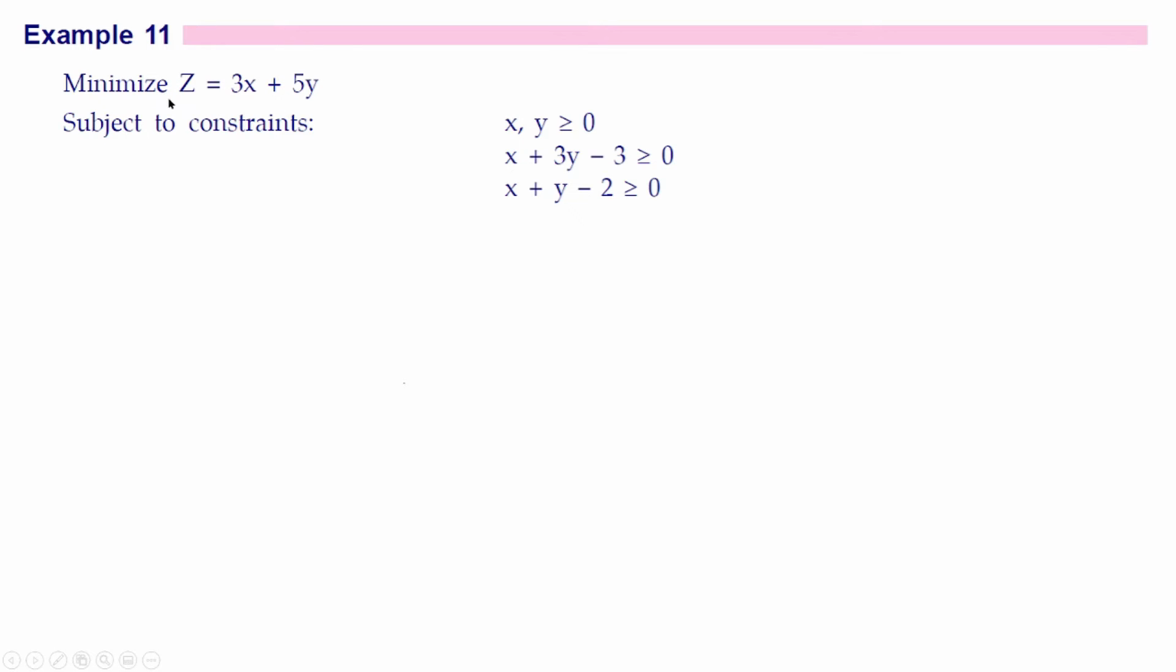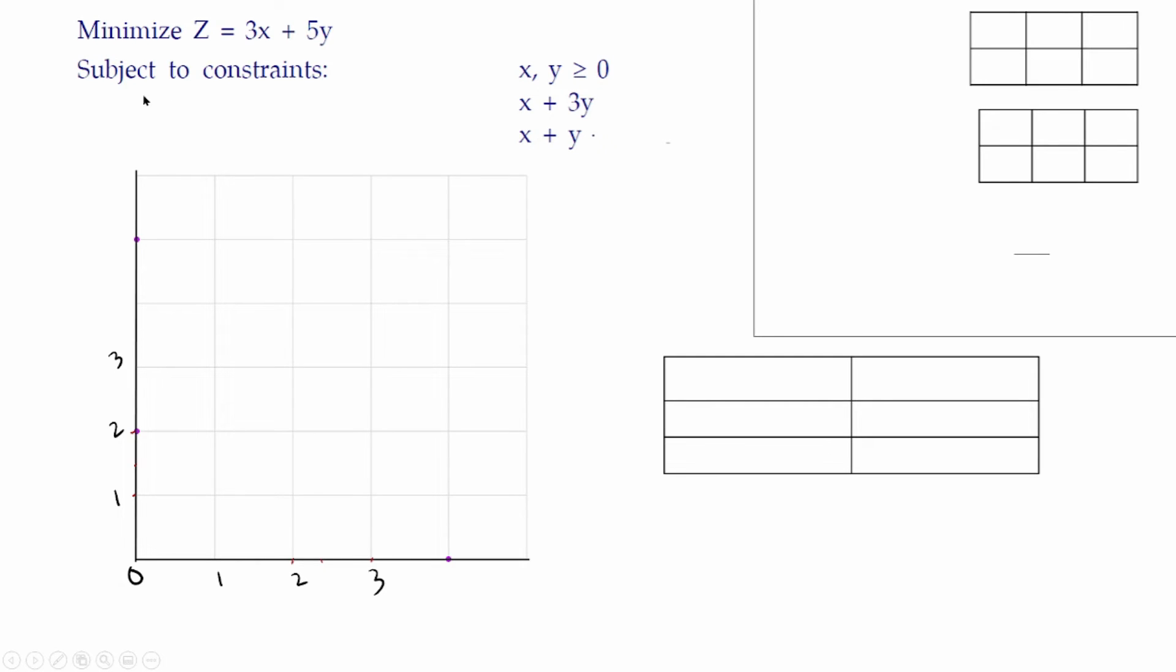Next question, minimize z is equal to 3x plus 5y subject to the constraints x, y greater than or equal to 0, x plus 3y minus 3 greater than or equal to 0, x plus y minus 2 greater than or equal to 0. So this is another example.